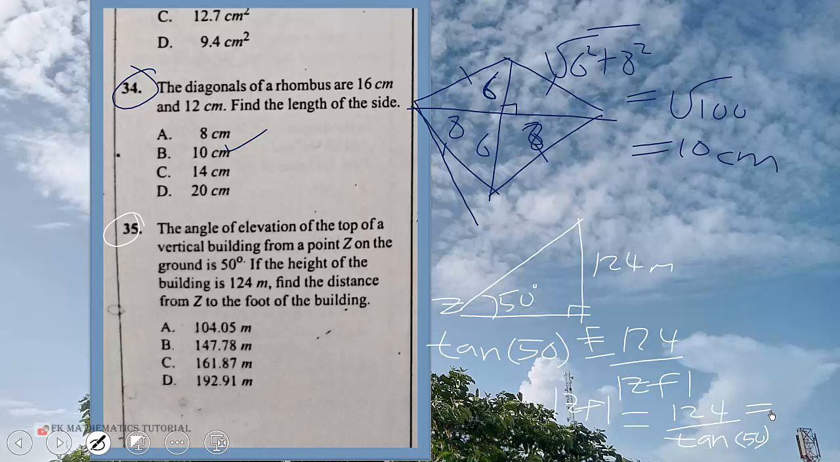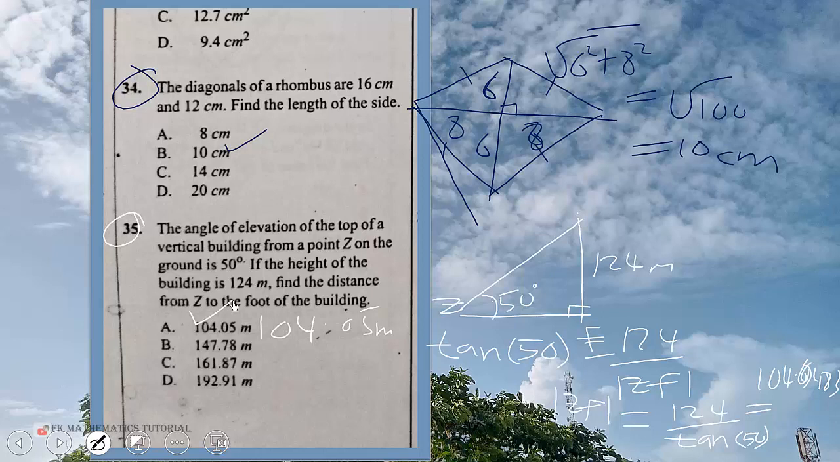104.6483, no, 104.0483. So to 2 decimal places, you're going to get 104.05 meters, which is option A.